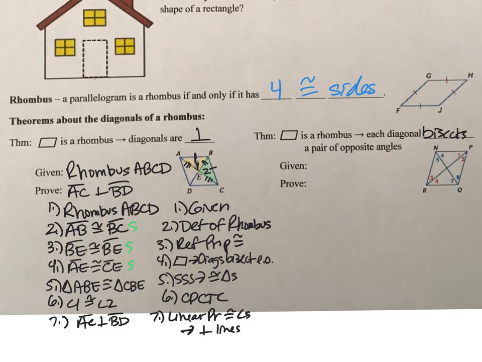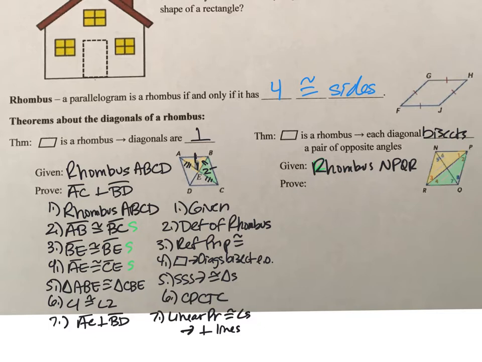Now, a similar proof would show the same thing about diagonal NQ. So we're not going to write a proof about both diagonals. We'll just prove the one diagonal, and the proof of the second diagonal would be similar. We're going to do this again by using congruent triangles. We will prove that this yellow triangle RNP is congruent to the green triangle. And once we get those two triangles congruent, then angles 1 and 2 will be congruent by CPCTC, and angles 3 and 4 will be congruent for the same reason. So let's go ahead and assume that we have a rhombus. Our given statement is that we have rhombus NPQR.